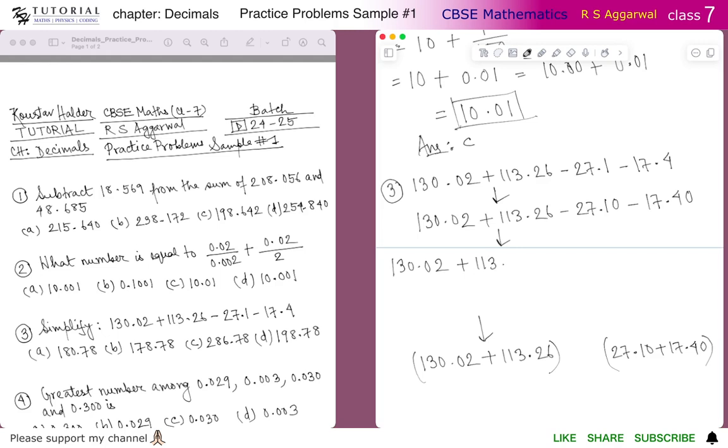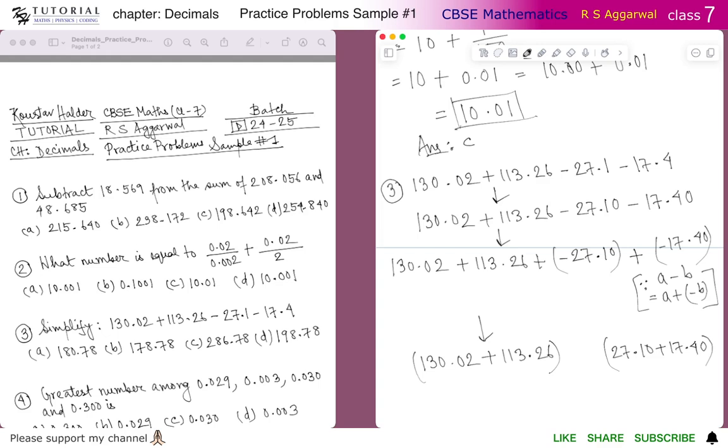So how do you convert a subtraction operation to addition? Here we are subtracting 27.10. That means we will add the additive inverse of 27.10. Similarly, over here we will add the additive inverse of 17.40, that is minus 17.40. This is from the fact that A minus B equals A plus the additive inverse of B, that is minus B. This is the rule behind it.